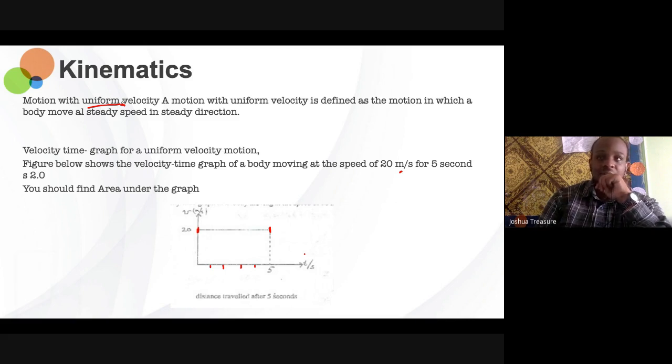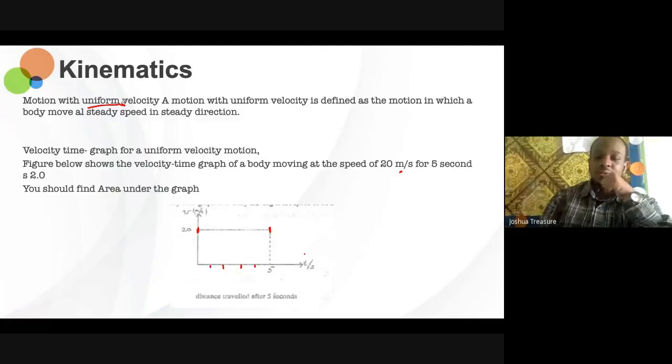a steady direction. Remember, whenever we're talking about velocity, we're talking about the magnitude, or how fast the object is moving, and also direction. Now, what happens if the direction changes? What will happen to the velocity? Will it increase, will it change, or will it stay constant? Right, so it will change. Beautiful.